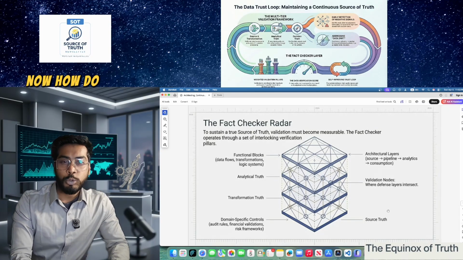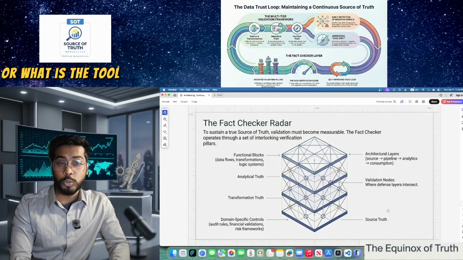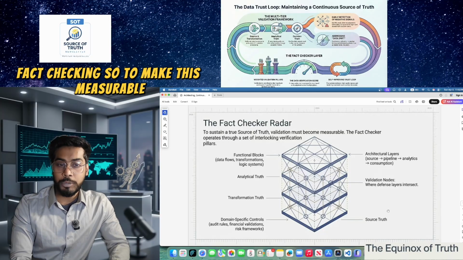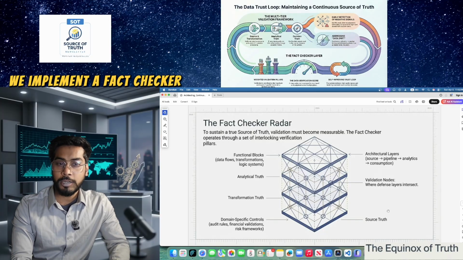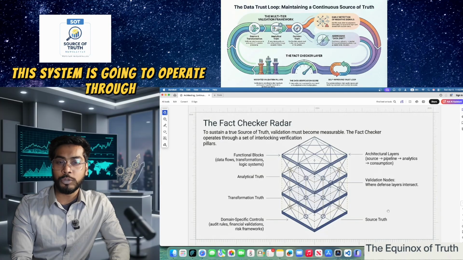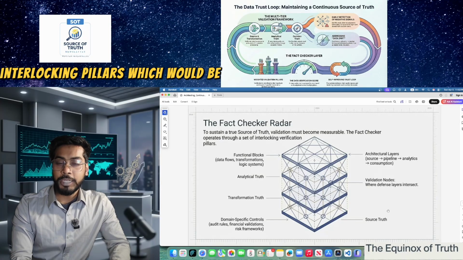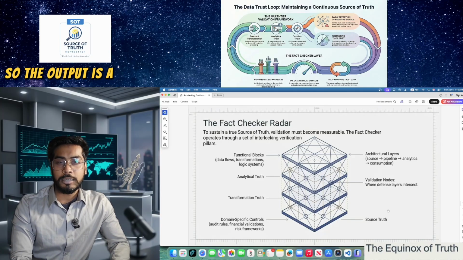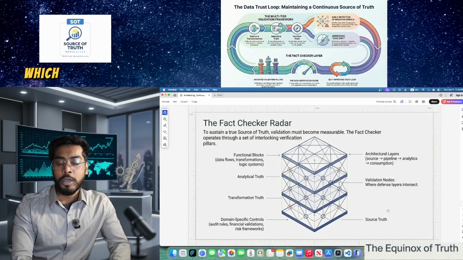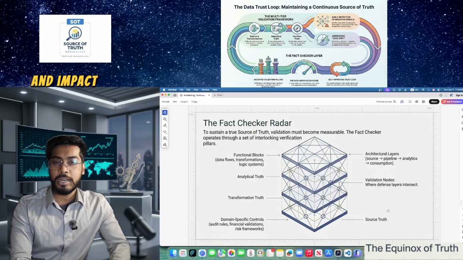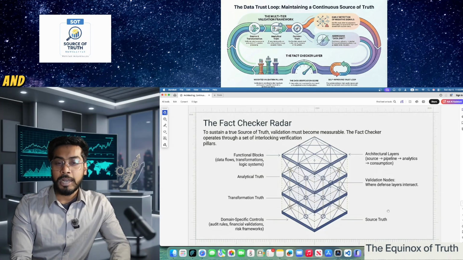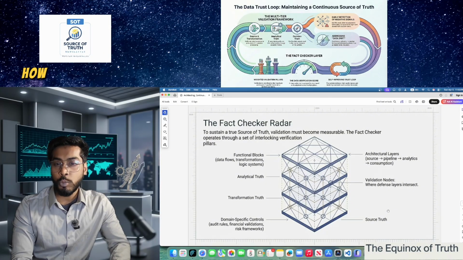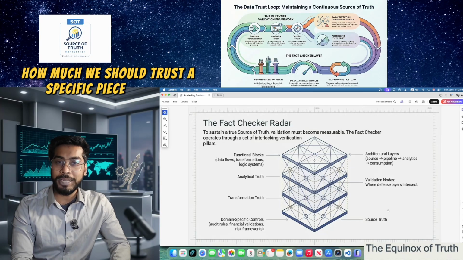Now, how do we assess that, or what is the tool we can use to perform this fact checking? To make this measurable, we implement a fact checker layer. This system operates through interlocking pillars, which are functional, architectural, and domain specific. The output is a data validation score, DVS, which weighs the importance and impact of every check. Based upon that materiality, we can finally quantify how much we should trust a specific piece of data.